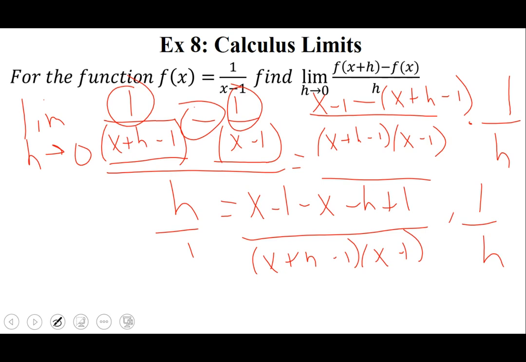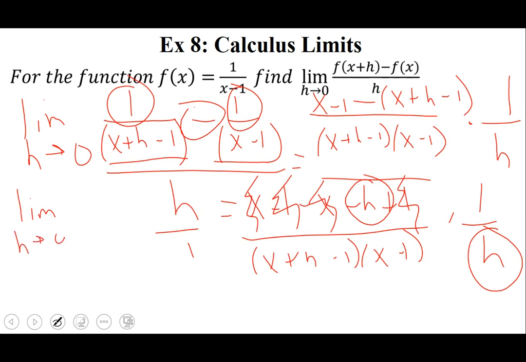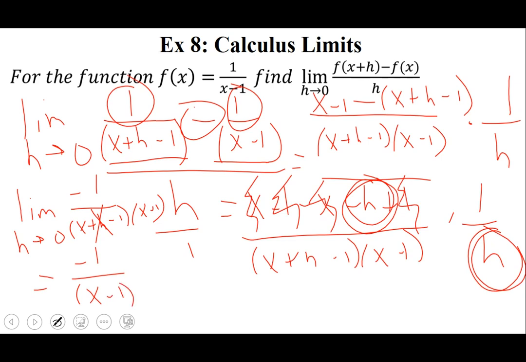Cancellation nation, but carefully. So x minus x, -1 plus 1, and then you have a negative h on top and a positive h on the bottom, you can reduce those, but of course it reduces to be a -1. So in our final calculation here, we're finding the limit as h goes to 0 of -1, which again comes from reducing negative h over h, over x plus h minus 1 times x minus 1. If you put a 0 in for h, you wind up with -1 in the numerator. You wind up with x minus 1 times x minus 1, which of course we're going to write as x minus 1 squared.